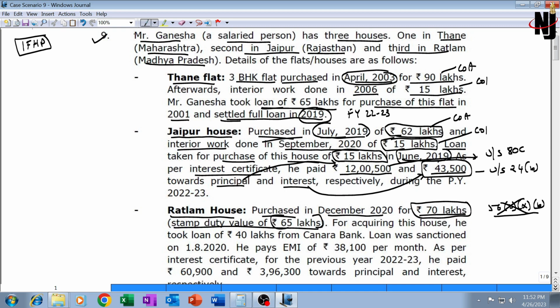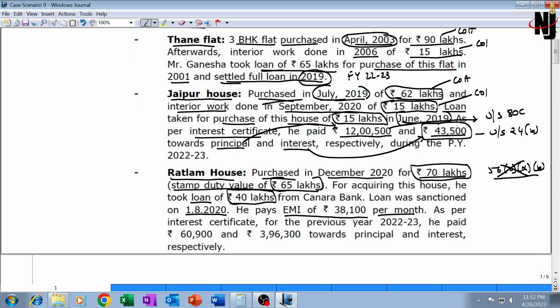Who's the assessee? Ganesha, salaried person. For acquiring this house, he took a loan. All the 3 houses he has taken loan. For this house also, 40 lakh rupees is the loan amount from Canara Bank. Loan was sanctioned on 1st August 2020. Okay, he pays EMI of rupees 38,100 per month. As per interest certificate, now we need bifurcation of 38,100. We don't know out of this how much is interest.